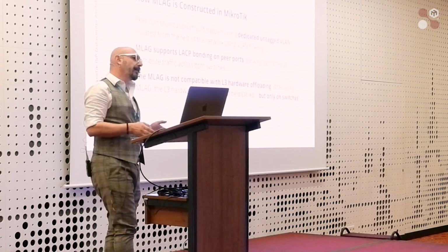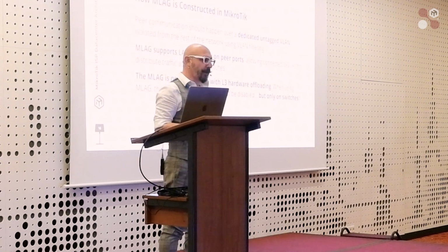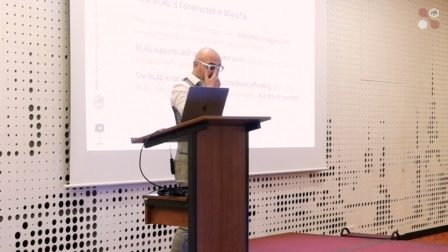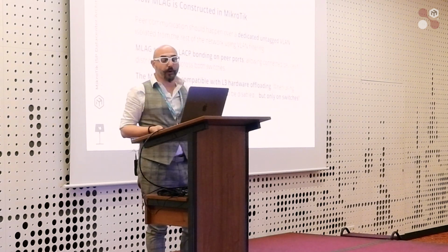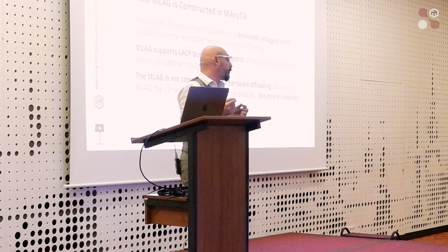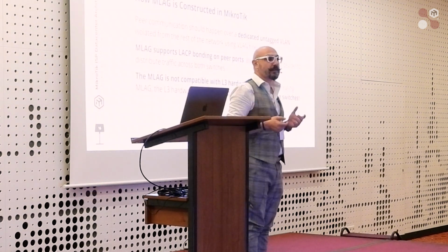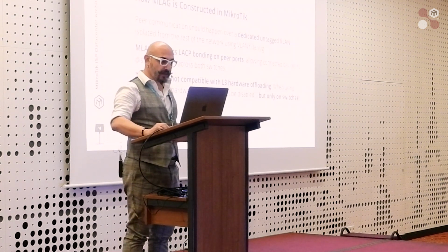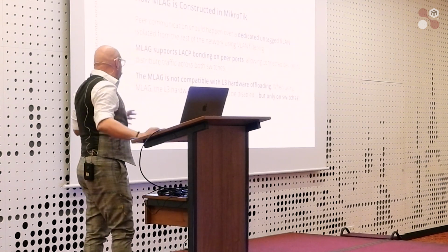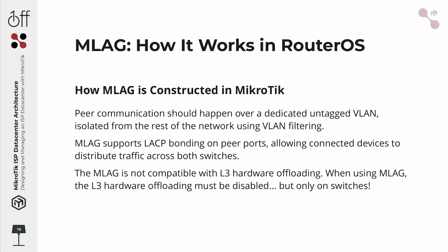We need a dedicated untagged VLAN to pass all this information between the two switches, and we can use a bonding interface to connect the two switches. This is very important too, because in case the connection between the two switches fails, it's a big problem for MLAG. So using a bonding interface is a very good practice. By the way, MLAG is not compatible with layer 3 hardware offloading, but only on switches. So we can use MLAG for the switches and layer 3 hardware offloading in the rest of the network, and I will show you how.